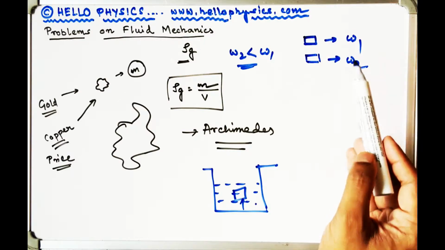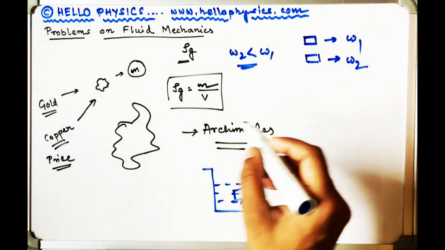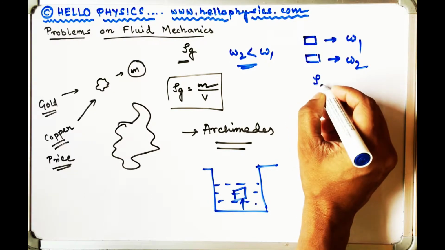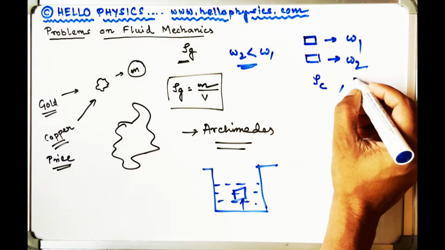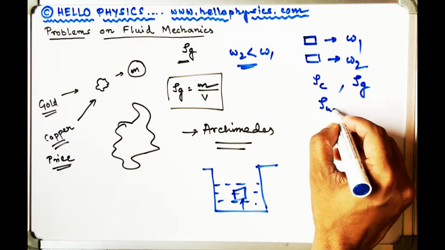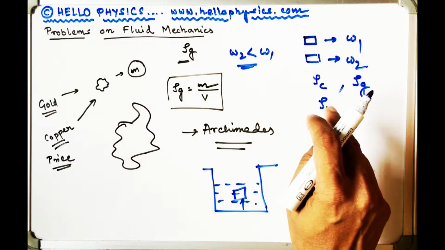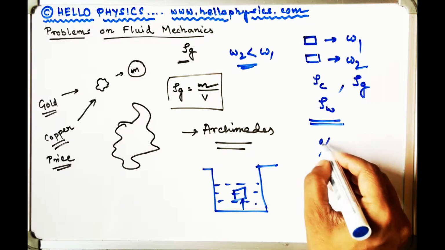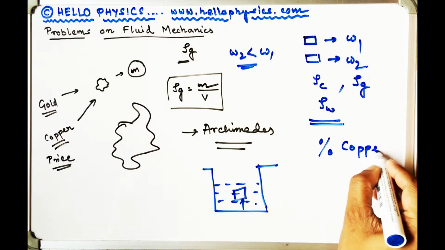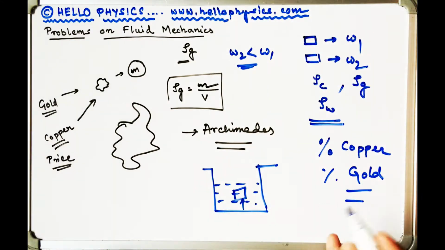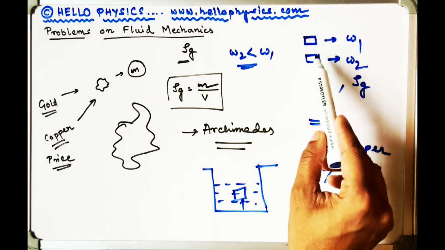So W1 is given, W2 is given. You suspect that some amount of copper has been mixed with gold, okay? You know that the density of copper is equal to rho C and the density of gold is equal to rho G. You also know that the density of water is equal to rho W. Using this information, we need to find out what is the percentage of copper and what is the percentage of gold in this particular object, whether it is 100% gold or some amount of copper has been mixed into this object.